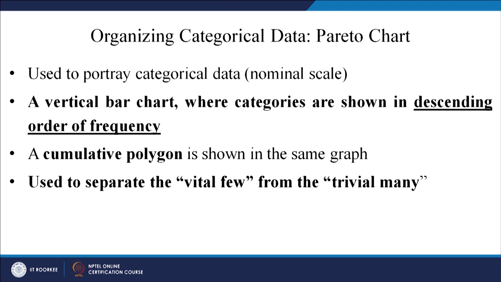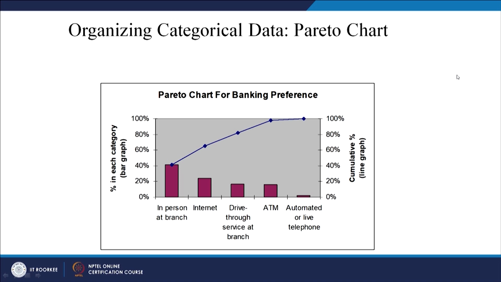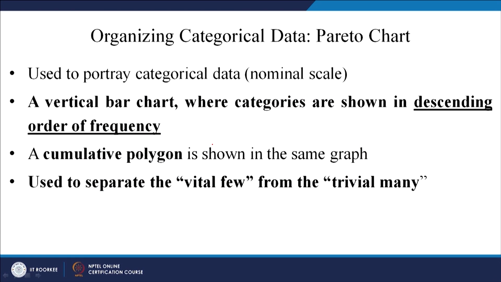Pareto chart. A Pareto chart is basically a vertical bar chart where categories are shown in decreasing order, right. So, this is the Pareto chart. In this, 41% is in person at branch and 2% live telephone. The point to be noted here is that these are cumulative values, right. So, at the end this is 100%. Initially 41%, then how much was internet? We will go back to the previous slide.